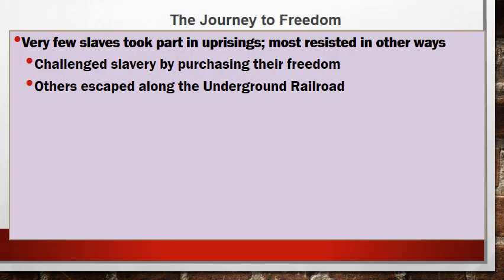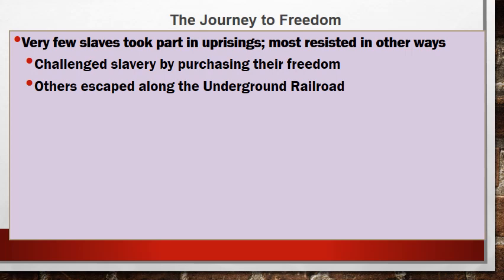In truth, very few slaves took part in uprisings because they're just not successful. Somebody's going to blab. What works out better instead is just day-to-day resistance. Like, for example, breaking a hoe or pretending to be sick or doing anything to slow down the work on the plantation.